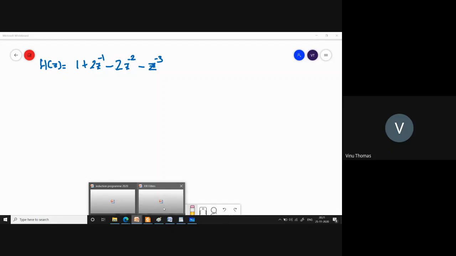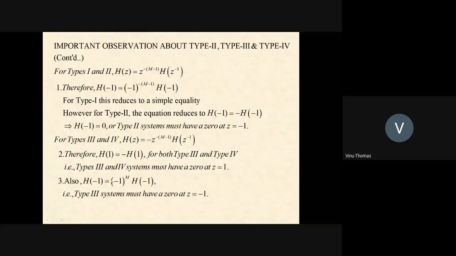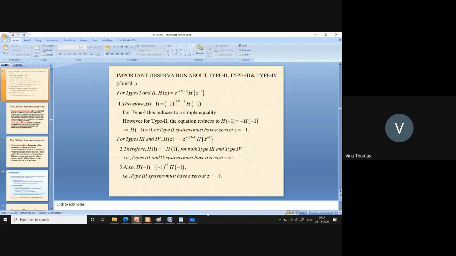You have seen this observation that for the type 4 filter, which is what we have seen now, you will have a 0 at z equal to +1, right? For a type 4 filter, you have a 0 at z equal to +1. So let us go back to the whiteboard now.